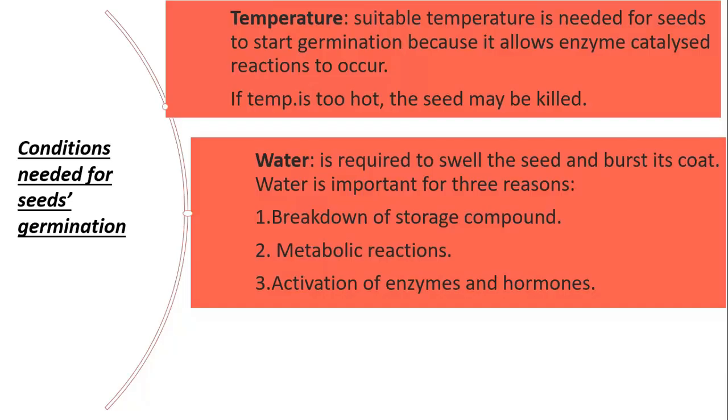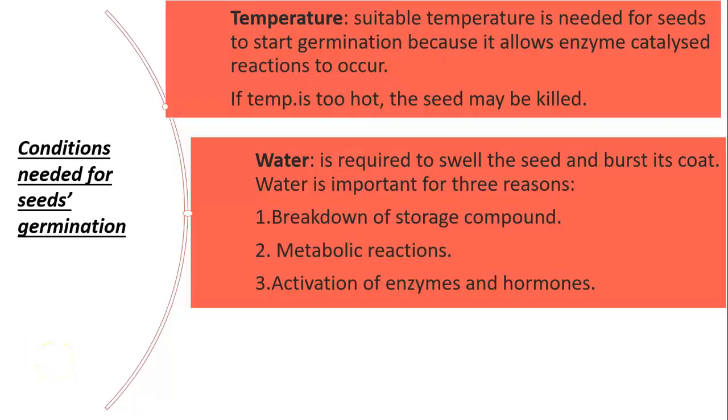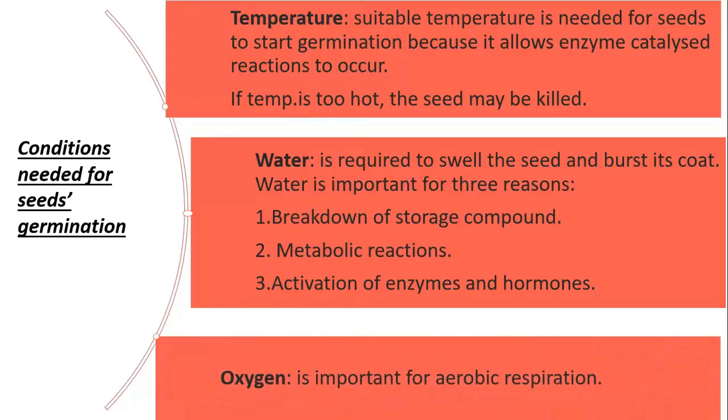Metabolic reactions are all the chemical reactions that keep the organism alive, if you remember. They activate the enzymes and hormones. So the presence of water molecules. Also, water is needed for the activation of enzymes and hormones, because hormones and enzymes are very important for all of the metabolic processes. Finally, oxygen. Oxygen is very important for aerobic respiration because growth is a process that needs a lot of energy. Without oxygen, no energy will be produced.